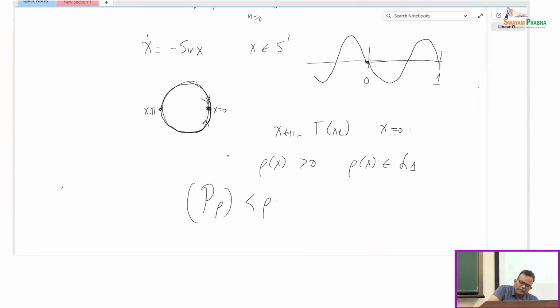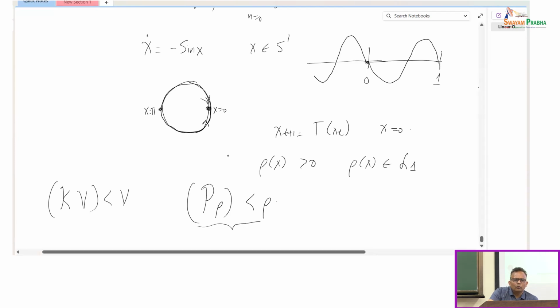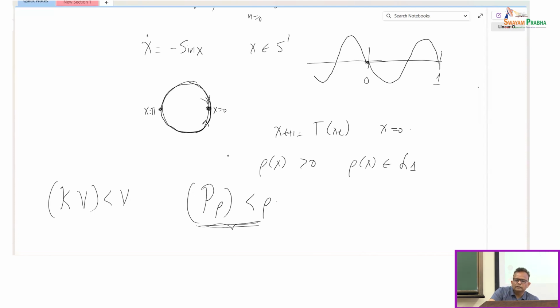You see the parallel? We have kappa acting on V less than V for all x. For almost everywhere stability, the inequality is simply obtained by replacing kappa with P, the Perron-Frobenius operator. So if you can find a rho which satisfies this inequality, then that rho becomes a certificate for almost everywhere stability. Just like V was a certificate for this stronger notion of stability, the certificate for this weaker notion is provided by this inequality.